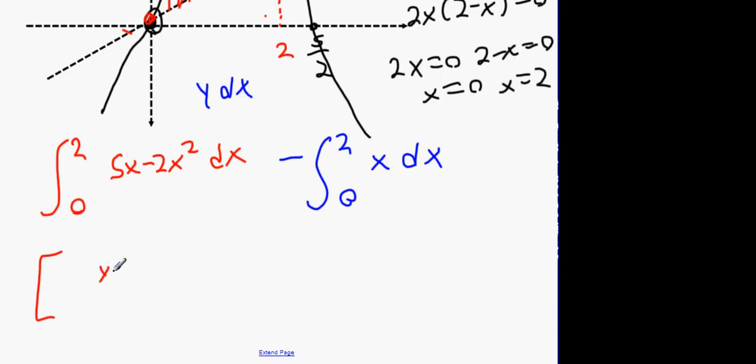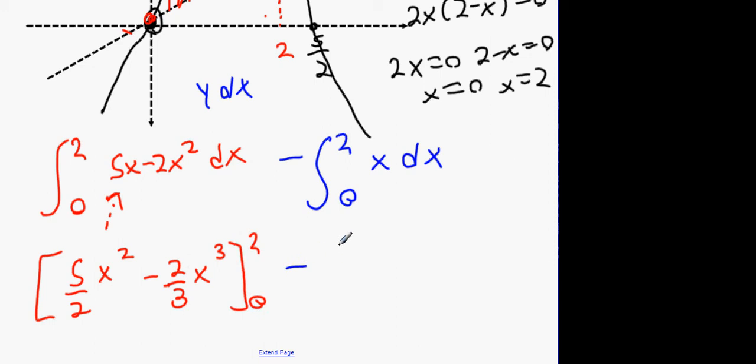Shh. So it's going to be x squared, add 1 onto the power, divide by the new power, so it's going to be 5 over 2 x squared. When you differentiate that, it turns into 5x. The next one is going to be minus 2/3 x cubed. Once again, when you differentiate this, it turns into minus 2x squared. No problem there. From 0 to 2. And then finally, the integral of this is going to be half x squared from 0 to 2.